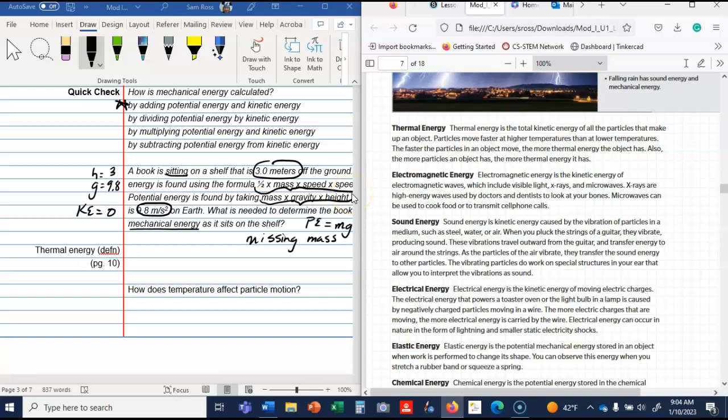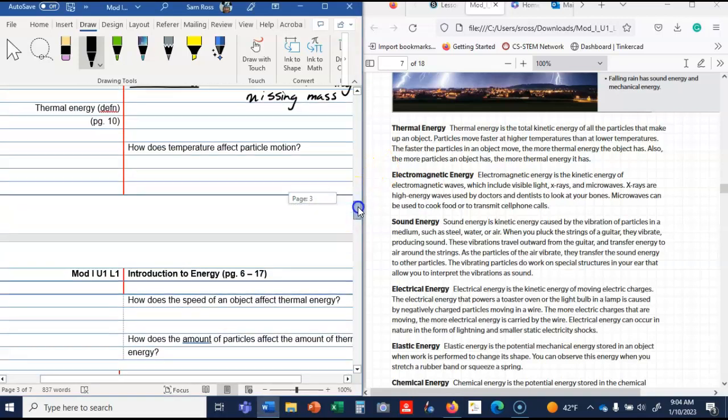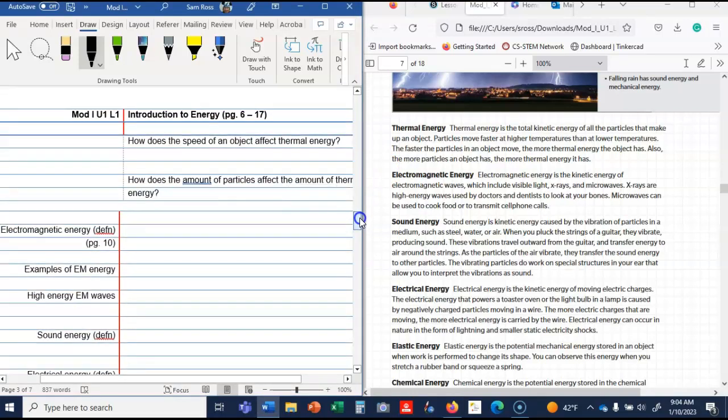So how does temperature affect particle motion? And that's in the second sentence of this first paragraph. Particles move faster at higher temperatures than lower temperatures. So at lower temperatures, they would move slower, and at higher temperatures, they would move faster. We saw this in our glow stick experiment over reset week.